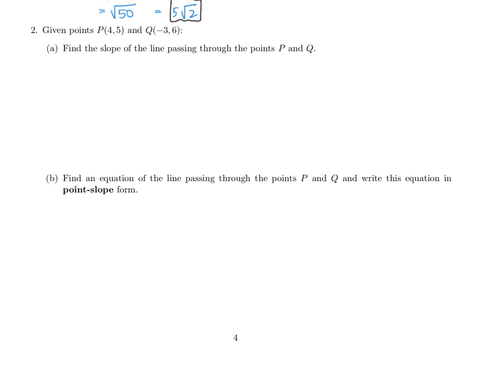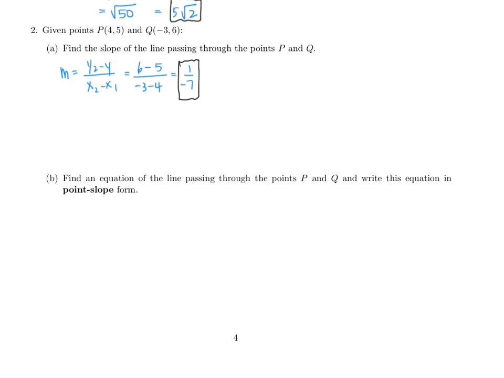All right, for the second problem, given the points 4, 5, and -3, 6, we're going to do the following. So the first one, we're going to find the slope of the line. When you find the slope of the line, you have a formula for that. So it's the difference of y's over the difference in x's. So 6 minus 5 over -3 minus 4, which is 1 over -7. So your slope is -1/7. Now, all these formulas are given to you at the top of this review, but you have to have these memorized. So make sure you memorize the formulas.